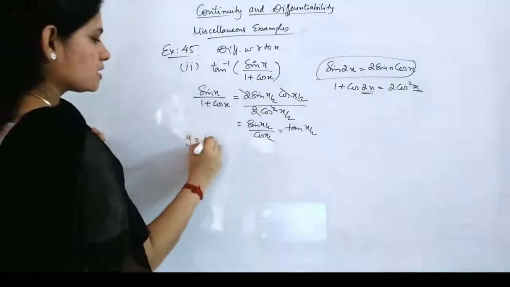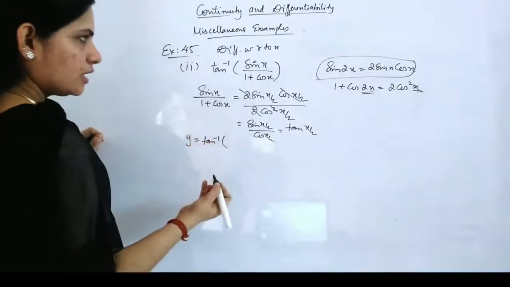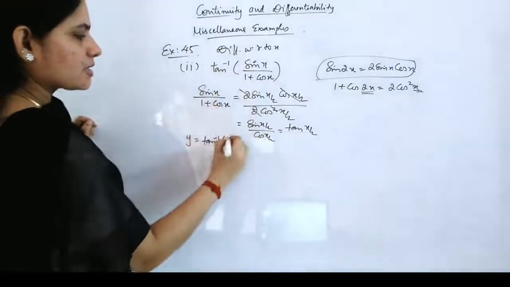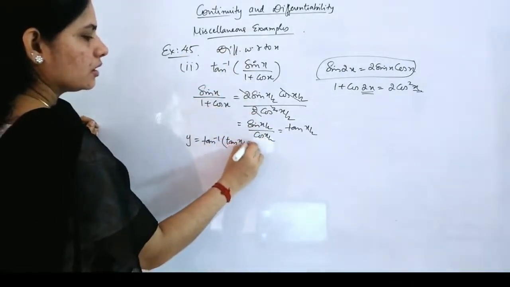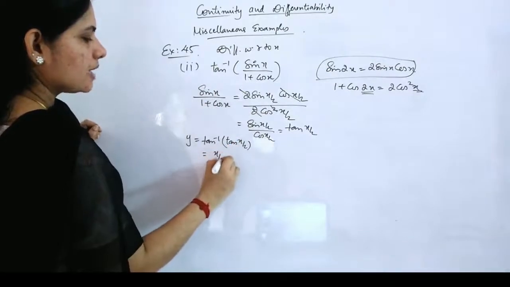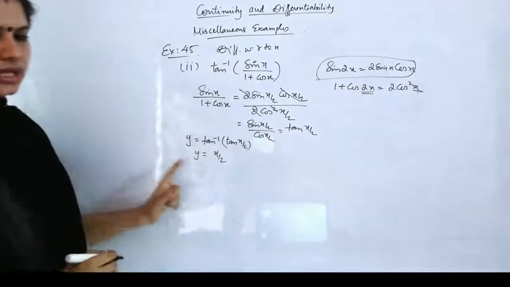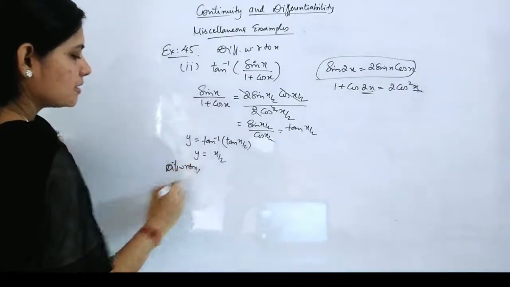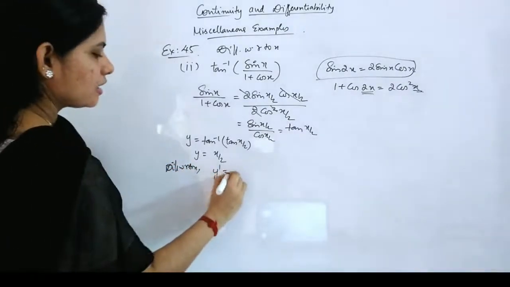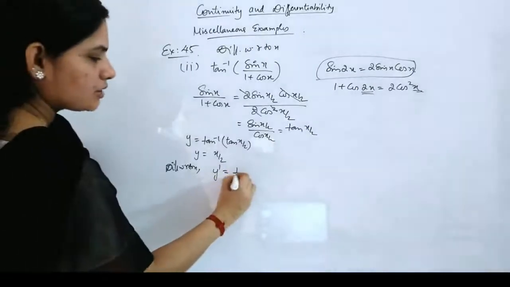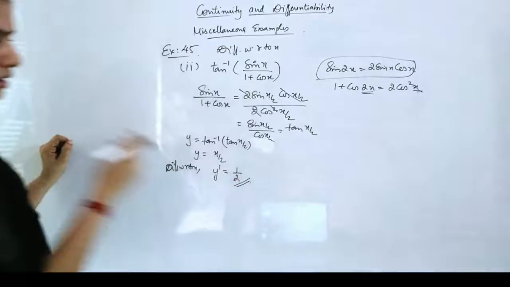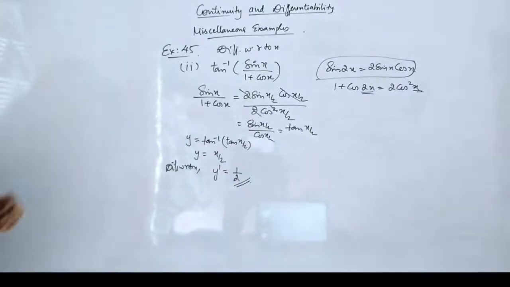The question was y is equal to tan inverse of sin x by 1 plus cos x. So we will replace sin x by 1 plus cos x with tan x by 2. That means the question becomes x by 2 only. Now your question is y equal to x by 2. Now you differentiate with respect to x. So y dash or dy by dx will become 1 by 2, which is a constant, and the derivative of x is 1. So you are getting only 1 by 2. The derivative is 1 by 2.